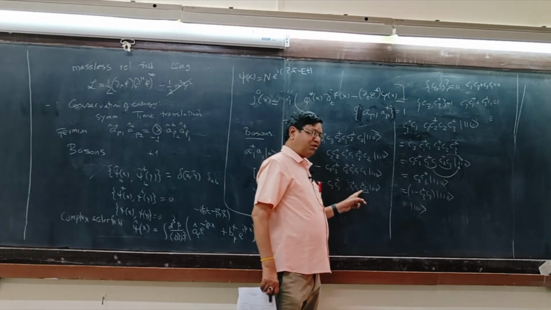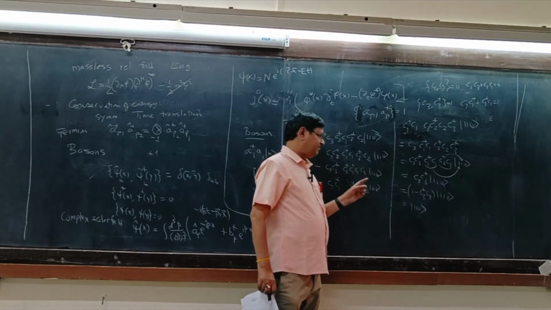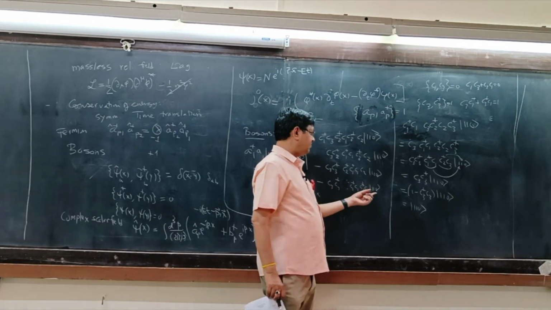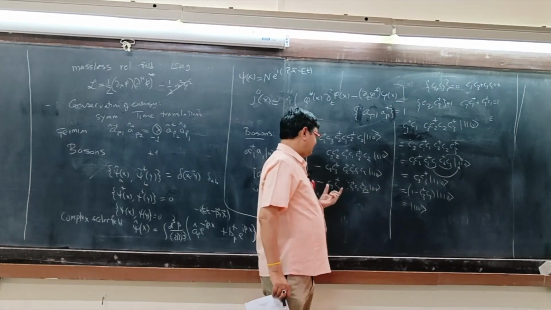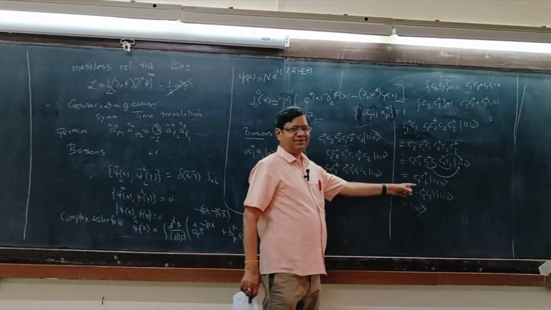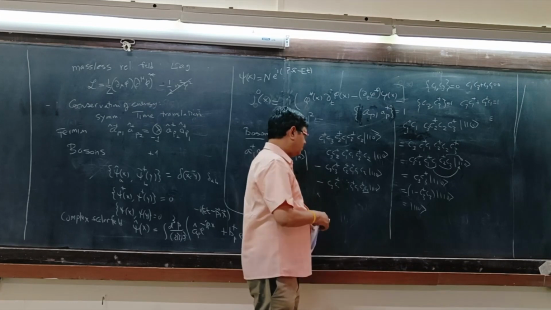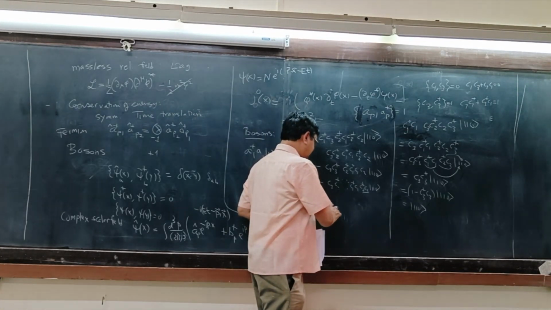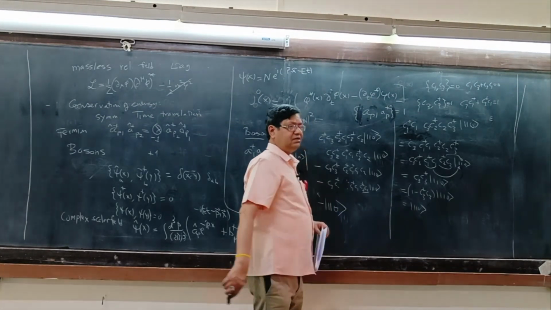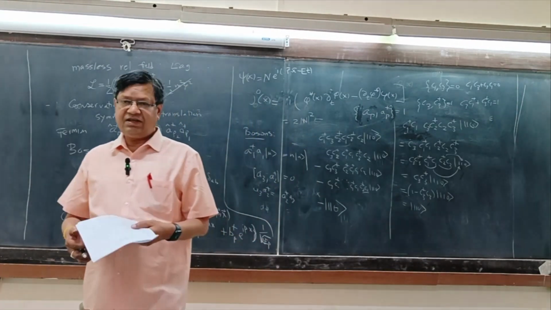So this is number operator acting on 1. Number operator acting on 1 is 1. But this one acting on 0, in fact we worked it out. This one gives you same, right? This is worked out here, but the minus sign in front. So overall it is minus 1. The minus sign.